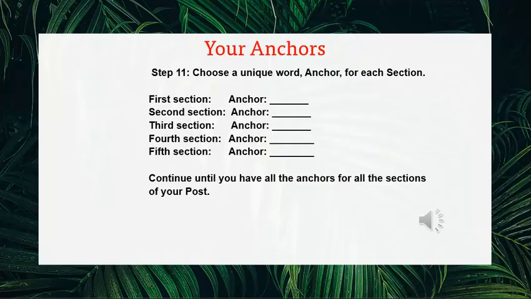Your anchors. Step 11. Choose a unique word, an anchor, for each section. First section, anchor: type word here. Second section, anchor: type word. Third section, anchor: type word. Continue until you have all the anchors for all the sections of your post.